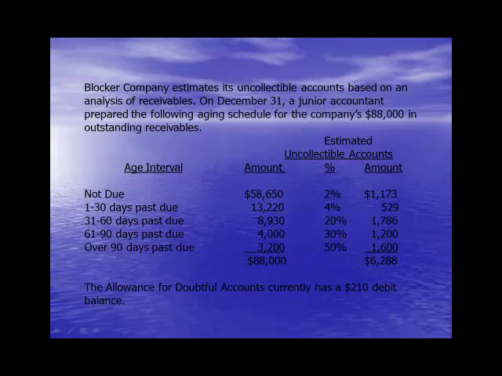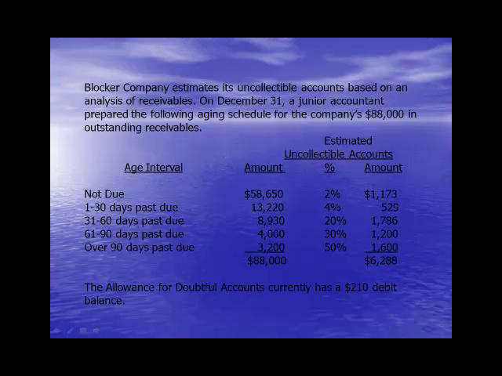The allowance for doubtful accounts currently has a $210 debit balance. Now, there are two ways to calculate the amount of the adjustment under the allowance method. One is under the percentage of sales method, and one is under the aging of accounts receivable method. And this is an aging of accounts receivable.